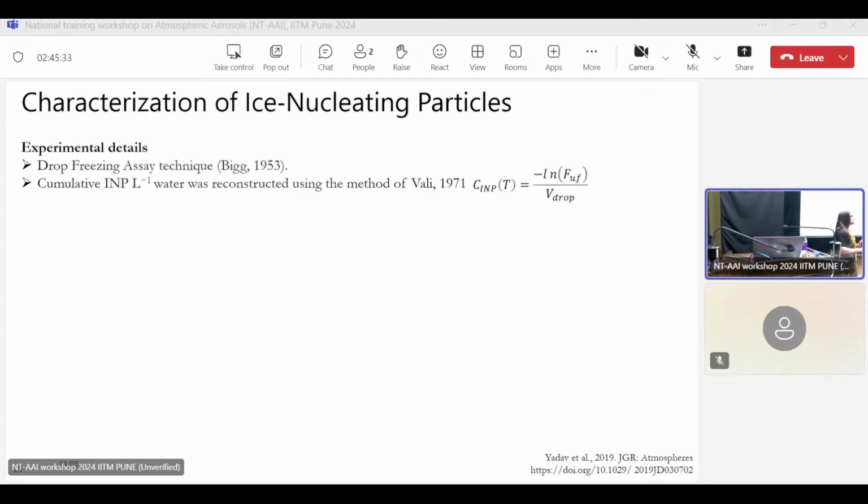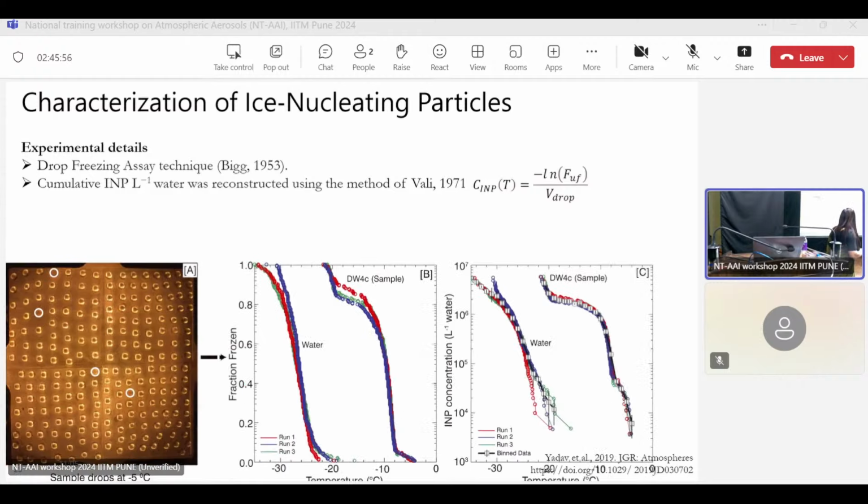So what will happen? Suppose we are allowing all the drops to freeze over a range of temperature. Some will freeze at some temperature, some will not freeze at some temperature, right? So with temperature, we see how many drops are unfrozen, the fraction unfrozen, and we divide it by V drop. V drop is what? Volume of the drop. So if you are using 1 microliter per drop, it will be 1. So the formula is very, very simple.